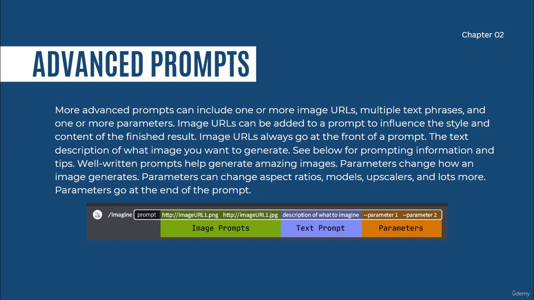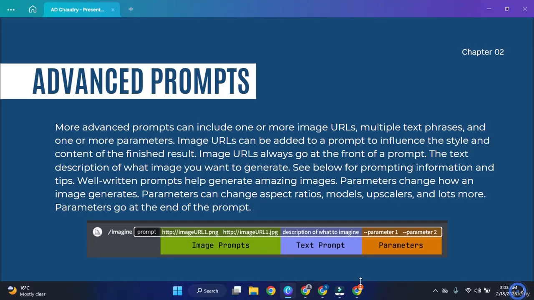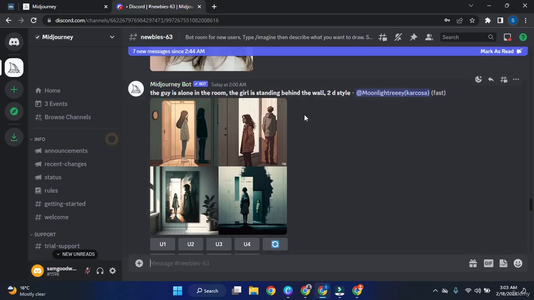Parameter changes. The third thing is the parameters. The parameter changes how an image generates. The parameters can change aspect ratios, the models, upscales, and a lot more. If I move you toward the prompt that we were looking at previously, right here, the 2D style, this will be considered as the parameter. We are actually telling it you need to use some 2D imagination to give me some results.